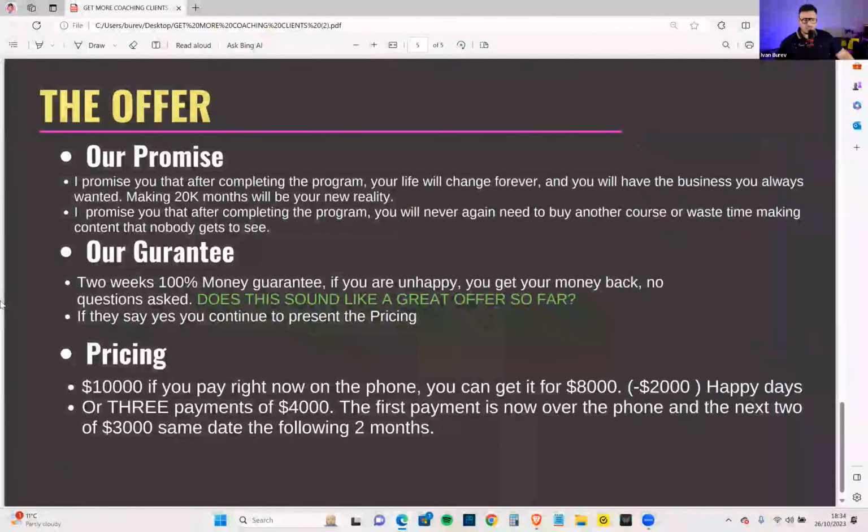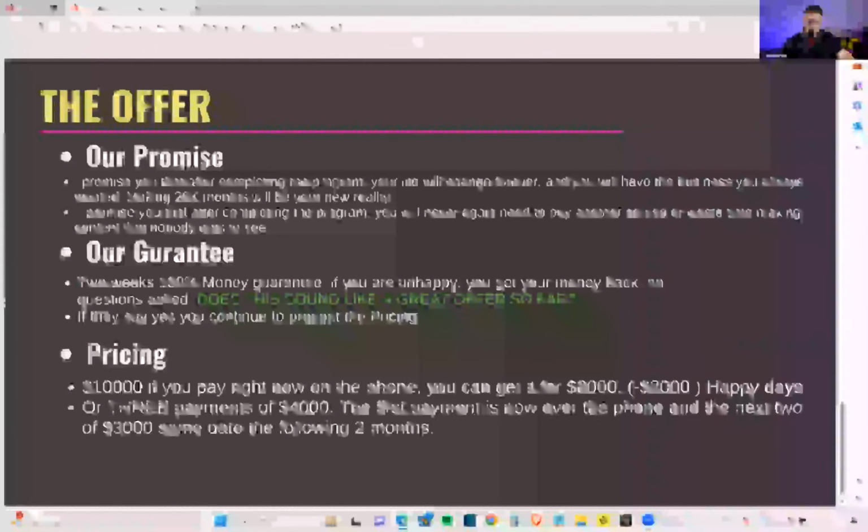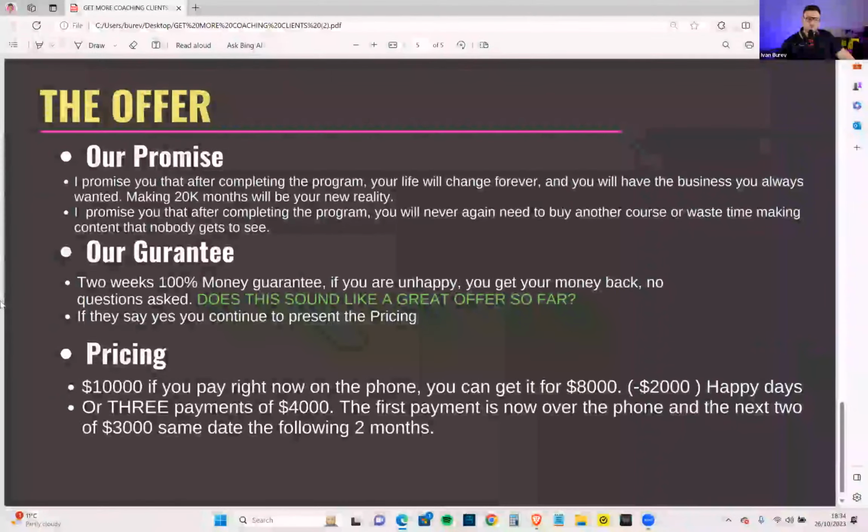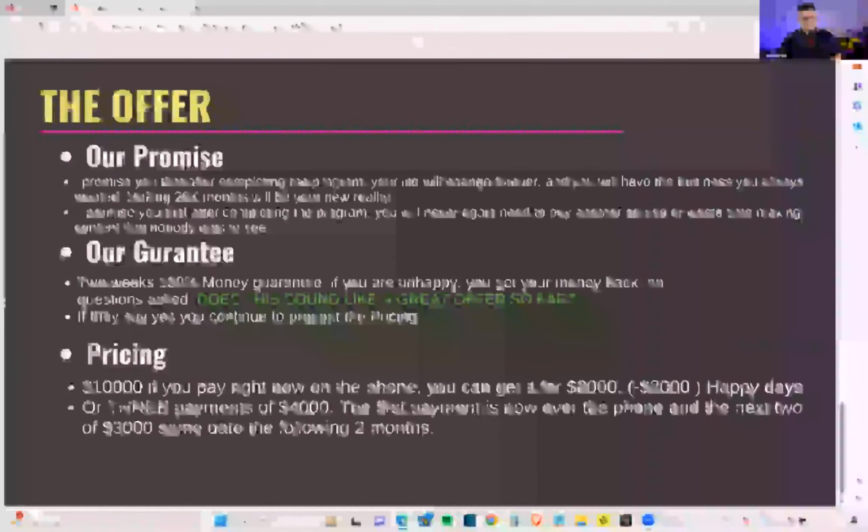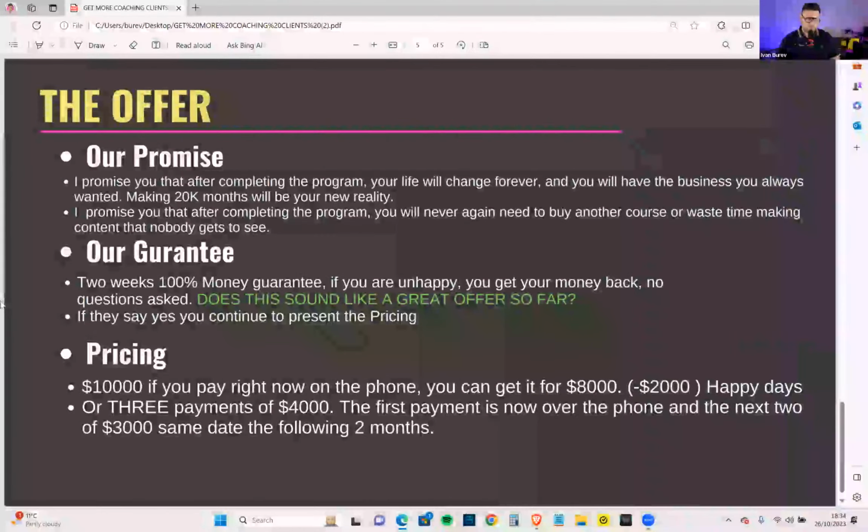So you want to have this pricing structure for you. In this case, $10,000 is the total. If you pay right now, it's 8. If you come tomorrow, it's back to 10. Or I can give you three payments. One is $4,000 the first day, and the other two are on the same date at this specific rate. And you need to be able to know this, and you have to be able to explain all of this with a lot of confidence, because you need to sound like you know what you're doing. And this is the structure of the whole offer, right?